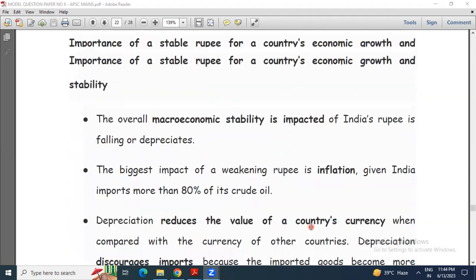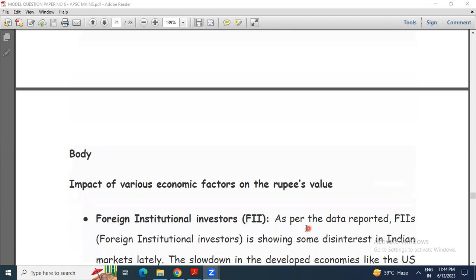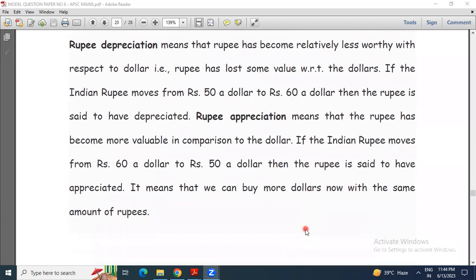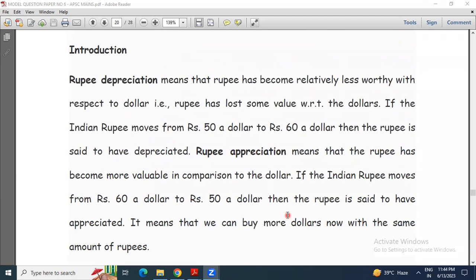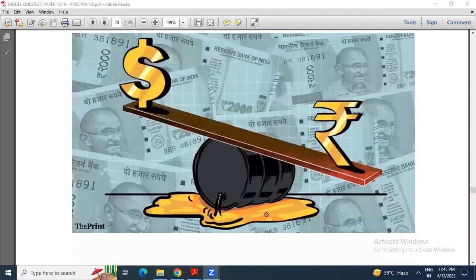So with this, we have discussed a very good topic related to the Indian economy, that is the depreciation of the rupee, what are the factors behind it and what will be the impact of it. We'll meet again with a new question. Till then take care, bye bye.